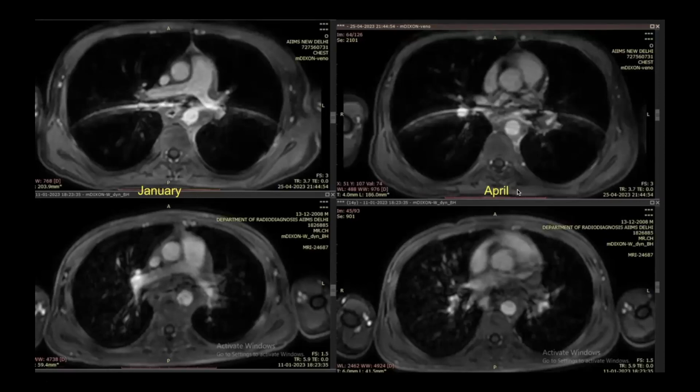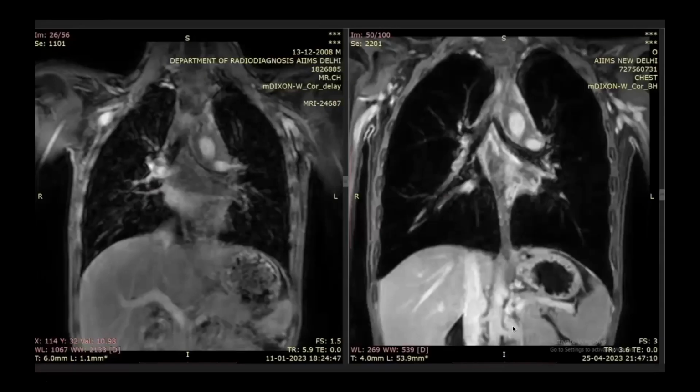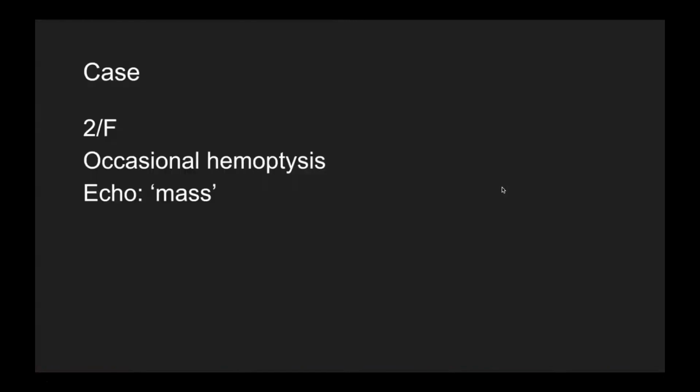Comparing the January scan and the April scan, this amount of soft tissue and the narrowing of the left main bronchus that was there earlier in January has resolved after the treatment. Mediastinal fibrosis can be caused by many diseases like tuberculosis and fungal infections, as we can see here in aspergillus. Histoplasmosis is also known. IgG4 related disease is yet another cause.